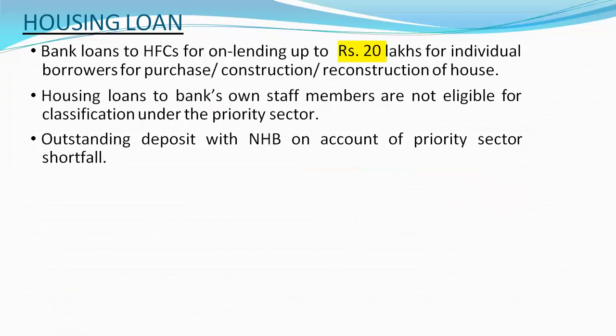Okay, before the next question, one more point: bank loans to HFCs, housing finance companies, for on-lending up to 20 lakh for an individual borrower for purchase, construction or reconstruction of a house. So this will also come in priority sector. If a bank gives a loan to housing finance companies for on-lending up to 20 lakh for an individual borrower, this will also count for priority sector lending. Housing loans to the bank's own staff members are not eligible for classification under the priority sector, and neither is outstanding deposit with NHB on account of priority sector shortfall.